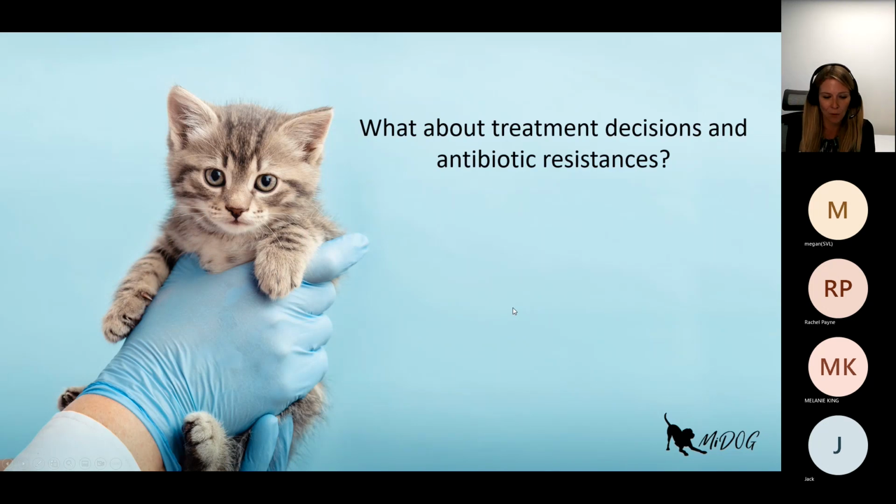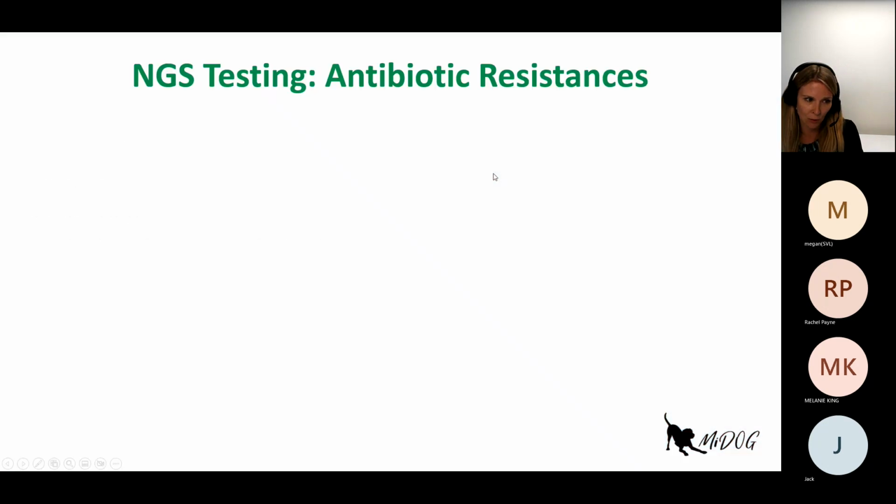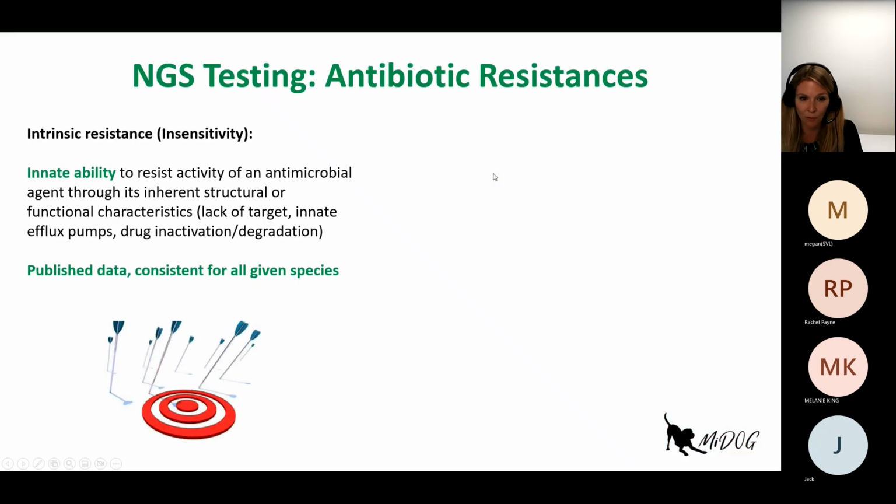So at this point, we know NGS identifies all those pathogens, it quantifies them, and it even helps with the discovery of novel markers of health and disease. But now that I have this information, how do I actually treat my patient? And this is where I would like to do a quick detour back to the microbiology classes, because we distinguish between two types of antibiotic resistance. The first one is intrinsic resistance, so the innate ability of a bacterial organism to resist an antibiotic.